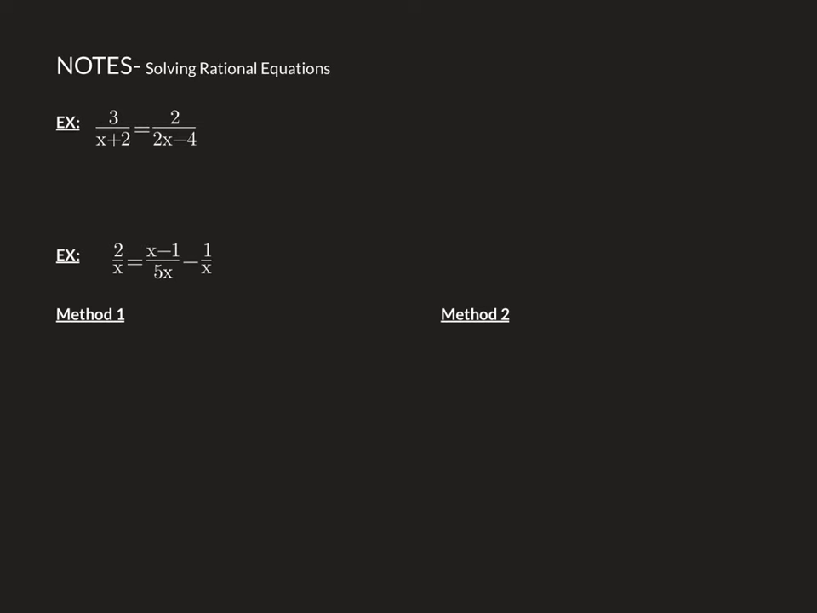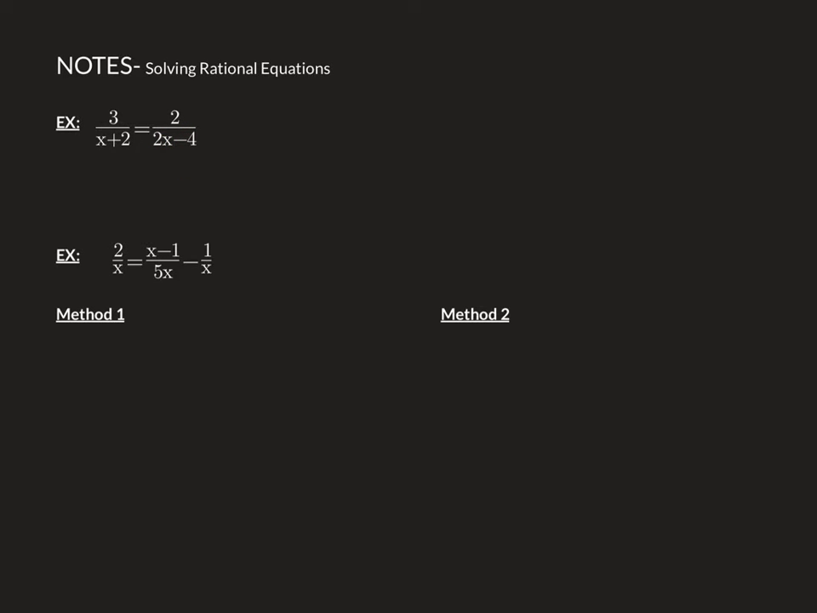Before we didn't have any equal signs, but now that we do, let's look at what we can do. We're actually going to go back to one of the rational equations that you have been doing since Algebra 1, really, although we didn't necessarily call it a rational equation at that point. The example I want to point out is something that looks like 3 over x plus 2 equals 2 over 2x minus 4.